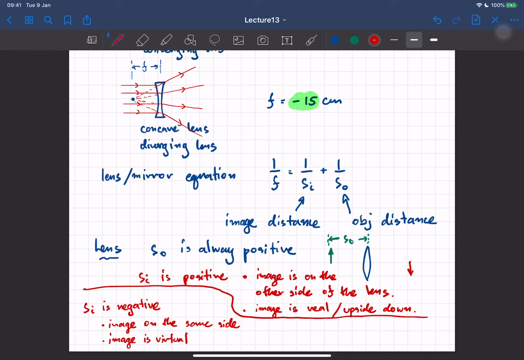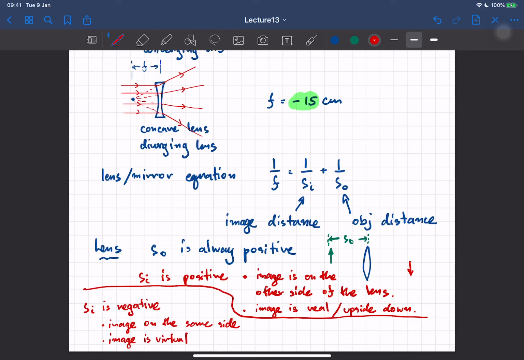That means if you put some paper where the image should be, you're not going to see anything, because there's no actual physical light ray meeting, converging, intersecting each other at that point, right? But you can see the image, because when the eyes see the light ray entering the iris and retina, the brain is kind of fooled by the direction of the light ray. So the brain thinks that the image is there. Okay, but in reality it's not. So that's why we call it virtual.